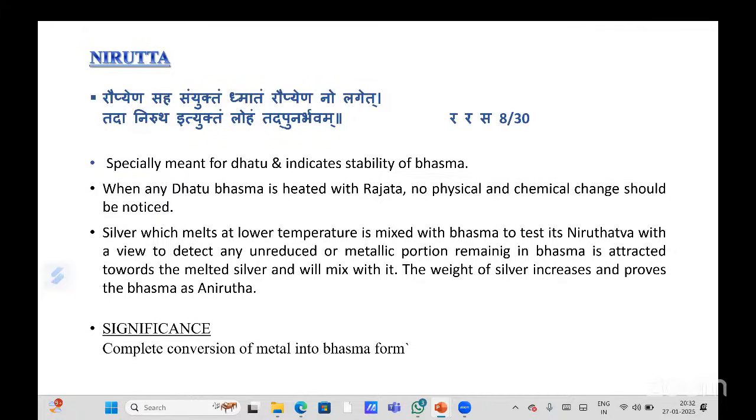In the similar way, Nirutta Pariksha is there. Raupena sa sayuktam dhatvam, Raupena nanage. Tada Nirutyam Ityuhu Loham Tad Anupanavam.